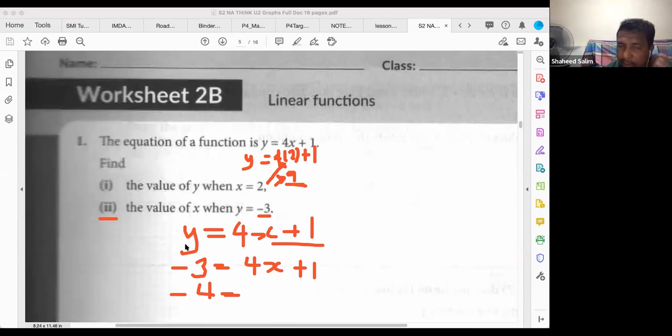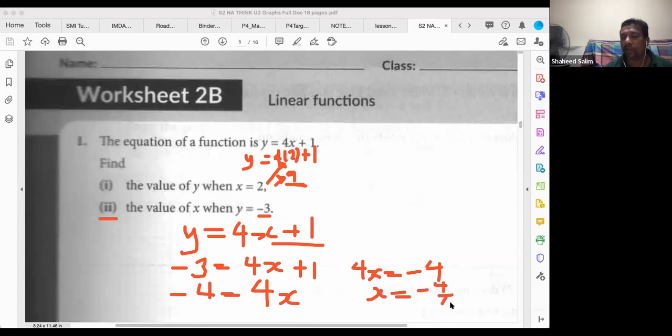Plus 1 becomes minus 1. You owe $1, you owe $3, you owe $4. So 4x equals minus 4. What is x? Just divide. Okay, we can do it like that. This is how we are more accustomed to. 4x equals minus 4. What is x? x equals negative 4 divided by 4, equals negative 1.